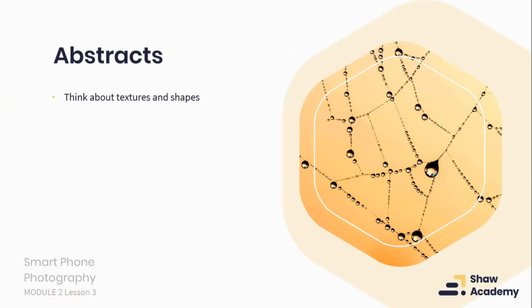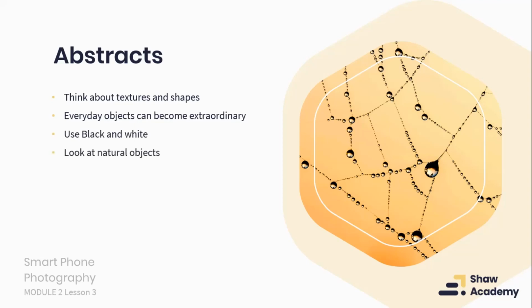Think about textures, think about shapes. Like we spoke about in our black and white lesson, everyday objects can become extraordinary, and add a little bit of mystery to them as well when we get very, very close to them. Think about using black and white as well when it comes to your abstract photography, and look at natural objects with your abstracts. Shoot the texture of a piece of fruit.